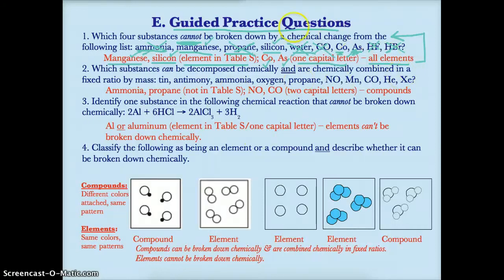is or symbolically is that it has only one capital letter. How do you know that from the chemical name? It is if the chemical name is listed in Table S. That's where the elements are listed.